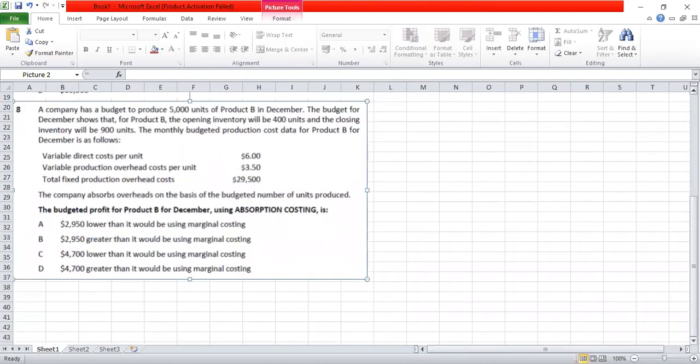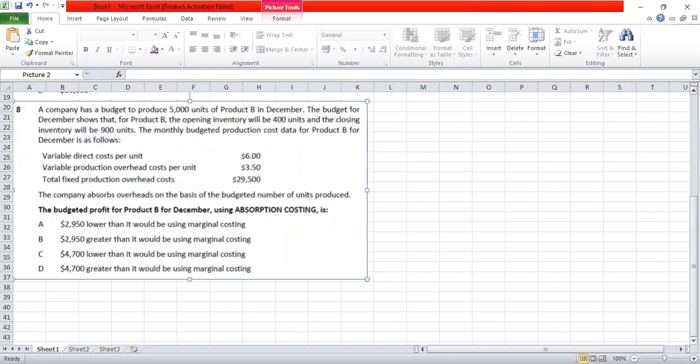A company has a budget to produce 5,000 units of product B in December. The budget for December shows that for product B, the opening inventory will be 400 units and the closing inventory will be 900 units. The monthly budgeted production cost data for product B for December is as follows. Variable direct cost, variable production overhead, total fixed production overhead cost. The company absorbs overheads on the basis of the budgeted number of units produced. The budgeted profit for product B for December using absorption costing.